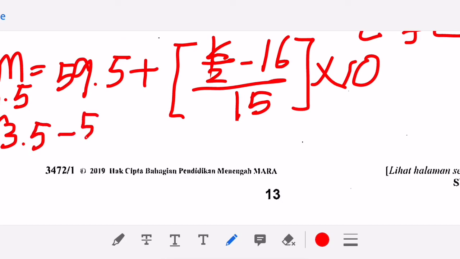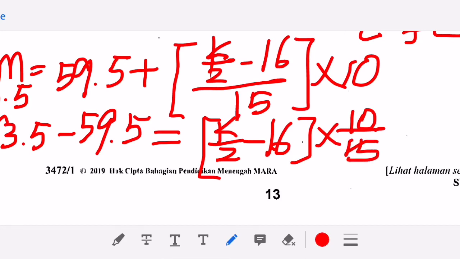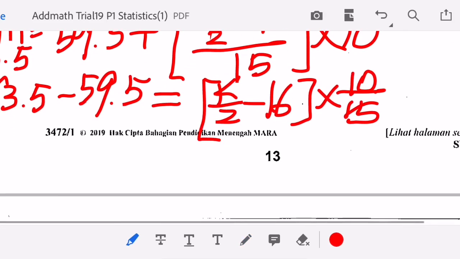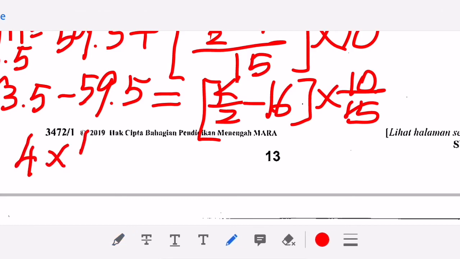Do you know how to solve this? It's actually step by step, so you have to be careful when you solve this to find your K. For K over 2, we take the number and subtract first, and leave the bracket for now. The 10 over 15, we write beside. After you subtract 63.5 minus 59.5, you will get 4. Then you times 15 over 10, cross multiply, with K over 2 minus 16.